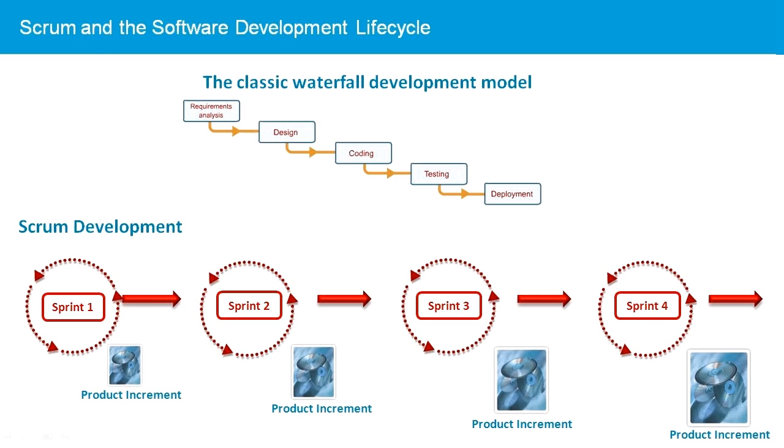The product increment is potentially shippable software that contains the highest priority functionality of all the requirements in the project. As each sprint builds on the current product increment, the product increment grows in functionality with each completed sprint.